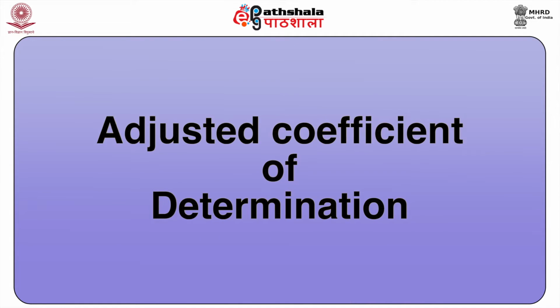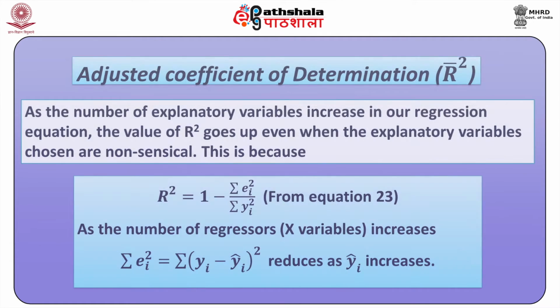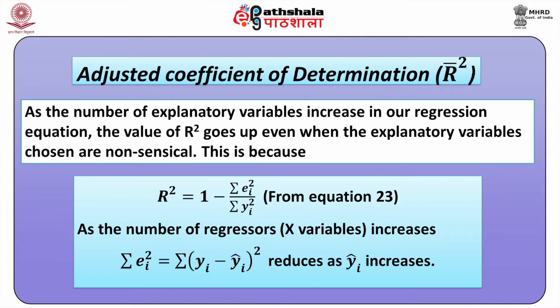Adjusted coefficient of determination r bar square. We can always argue that as the number of explanatory variables increase in our regression equation, the value of r square goes up even when the explanatory variables chosen are nonsensical. This is because r square is equal to 1 minus sigma ei square upon sigma yi square from equation 23.